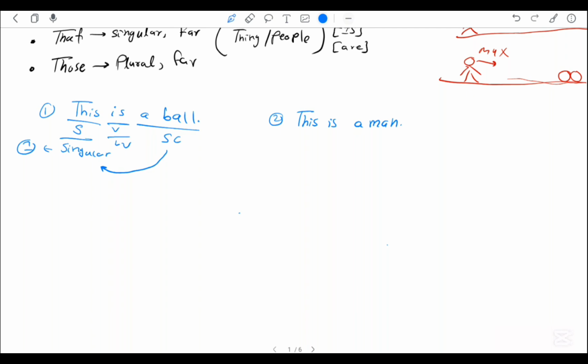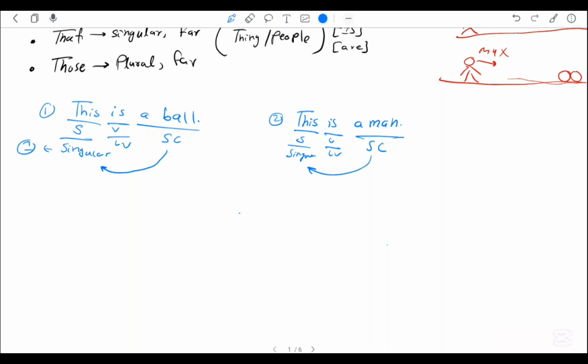Like we see a person who is near to us, we will say this is a man. For example, a person comes and asks us who is he or who is that person. We will say this is a man, right? So this is the subject here. It is also singular. This is the verb, a linking verb, and man is a subject complement, which talks about the subject.